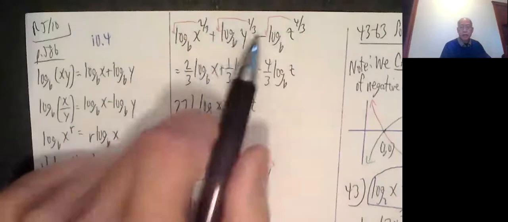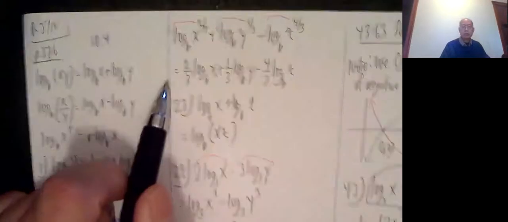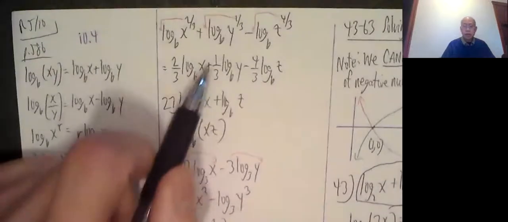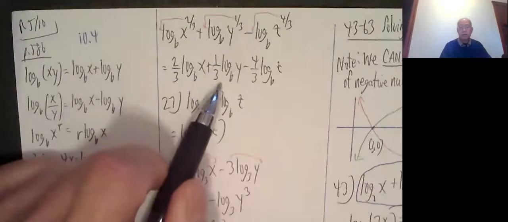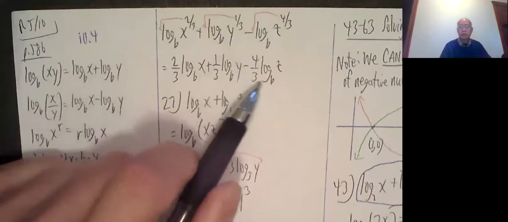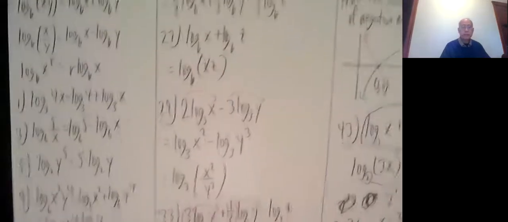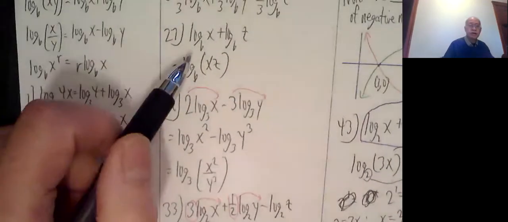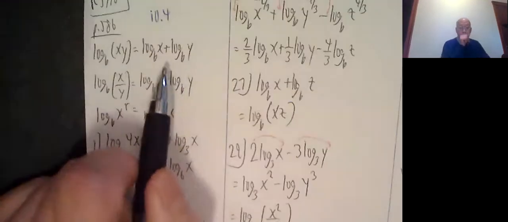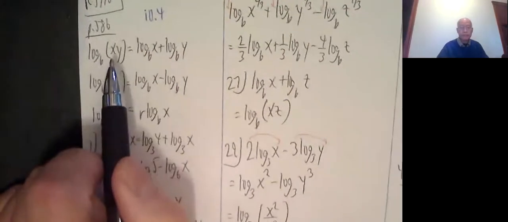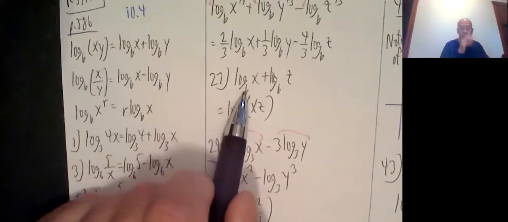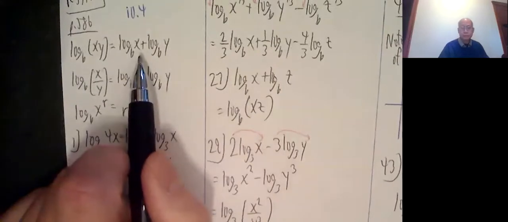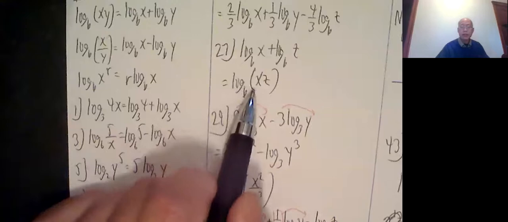And that comes in front, that comes in front, that comes in front. So 2/3 log base b of x plus 1/3 log base b of y minus 4/3 log base b of z. Okay, 27, we're going the other direction. So we're going from right to left. So this looks like the right-hand side of that. Log base b of xz.